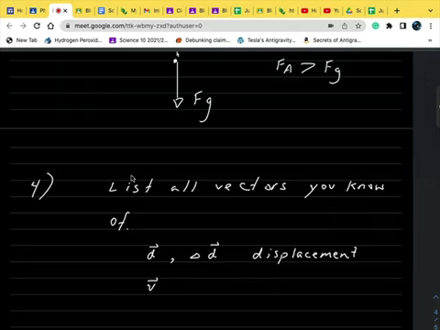Velocity, which is based on displacement. Velocity is this: displacement over time. So since velocity is based on displacement, it also is a vector. It can be positive or negative. If the ball is moving up, it's positive. You throw the ball up, it's positive velocity. The moment it starts to move down, it's negative.